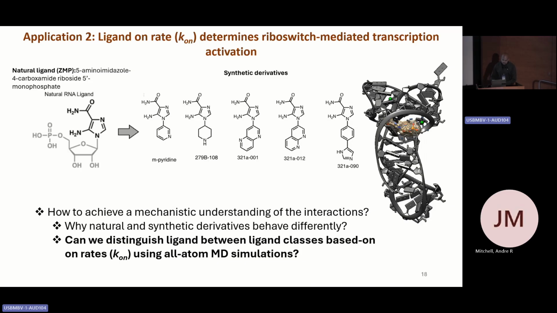The first ligand that you see is the natural ligand, and they developed a library of synthetic ligands, and they observed different behavior between these two classes. They wanted to know how to distinguish these two classes. But the problem is it's very, very difficult to get on rates out of molecular dynamics simulations. It's even harder than getting k-off.